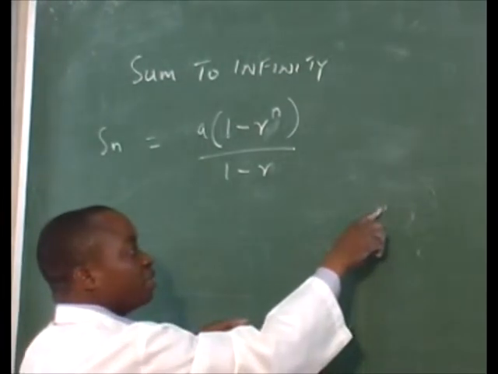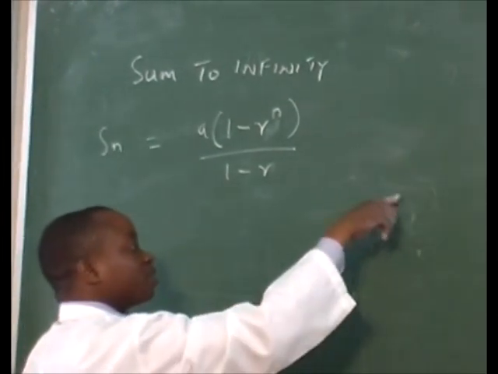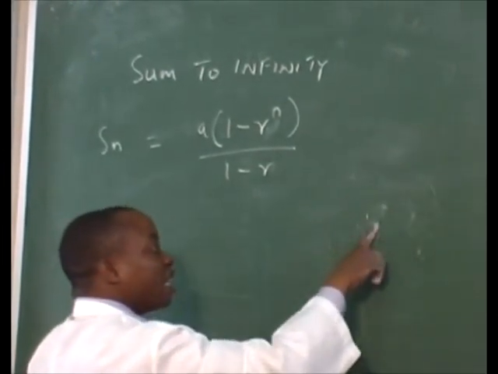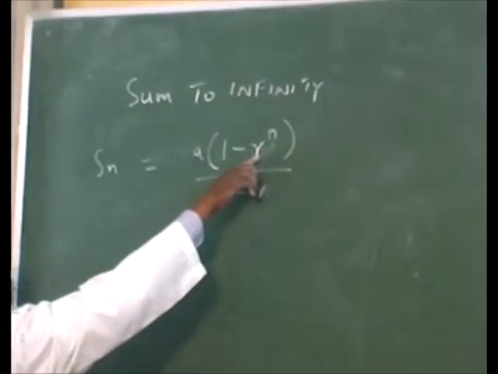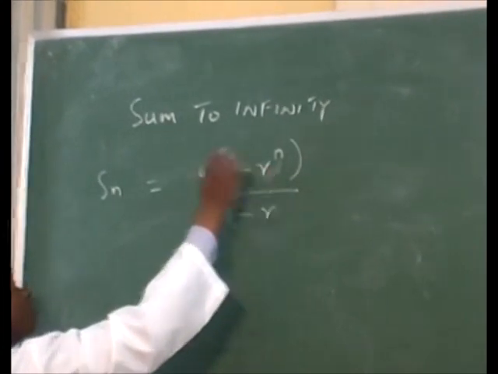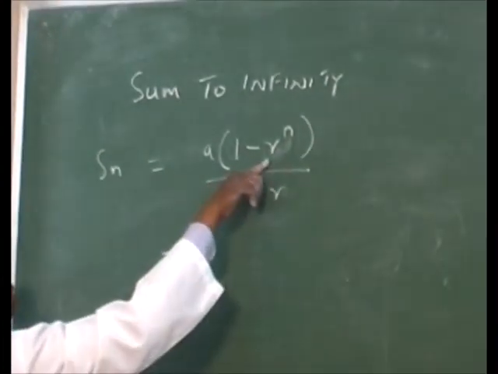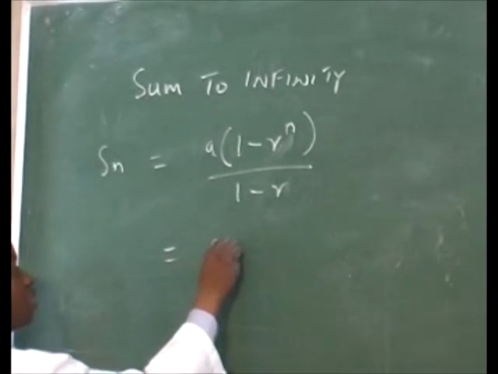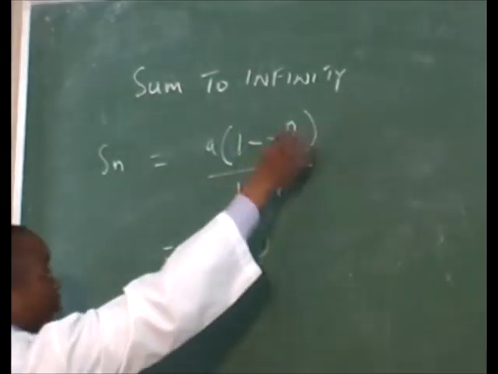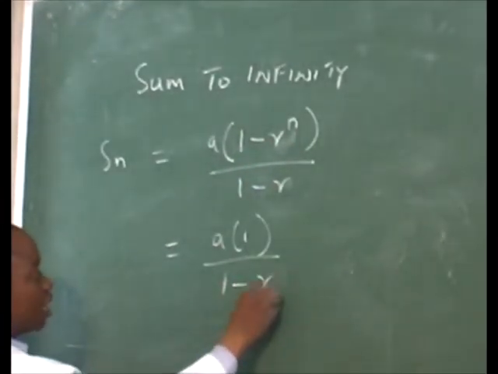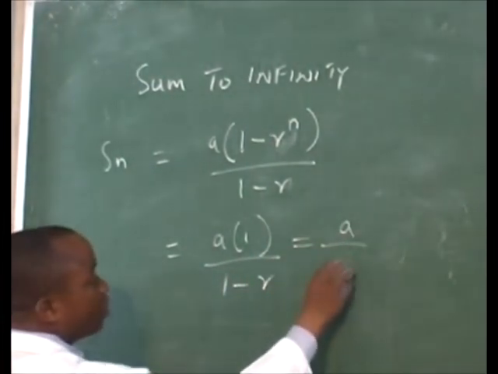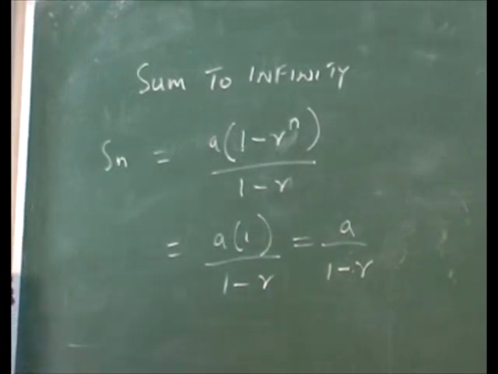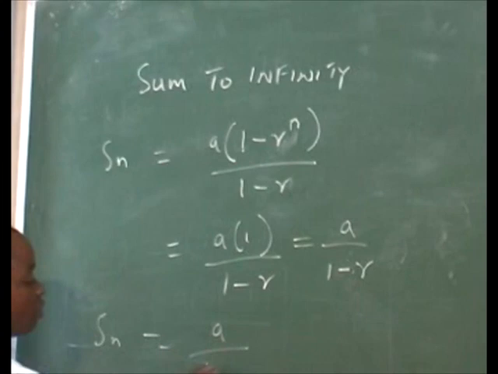By the time it will raise to 20, by the time it will raise to 30, it's going up. You see that R will be very small, so this place will turn to 0. And when that turns to 0, we will have A bracket 1, because this side is 0, all over 1 minus R, which is the same thing as A all over 1 minus R. Now, we have that Sn is equal to A all over 1 minus R.